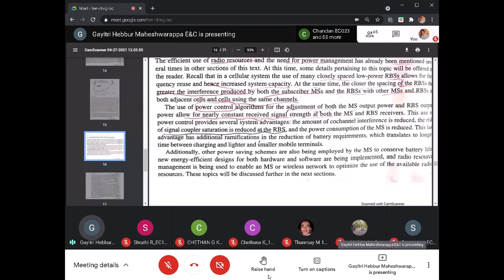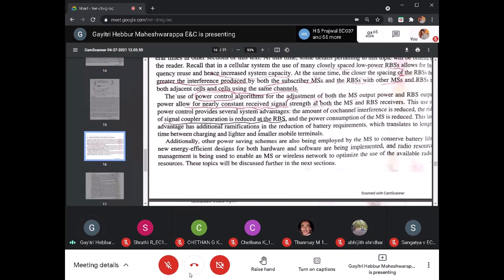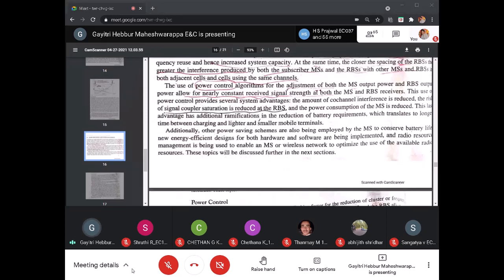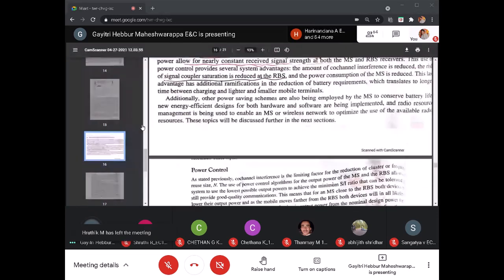And additionally, power saving schemes are also being employed in the MS to conserve battery life. New energy efficient designs for both hardware and software are being implemented, and radio resource management is being used to enable the MS or wireless network to optimize use of available radio resources. So these are the techniques used in both hardware and software to extend battery life, improve efficient utilization of the radio resources, and reduce interference.